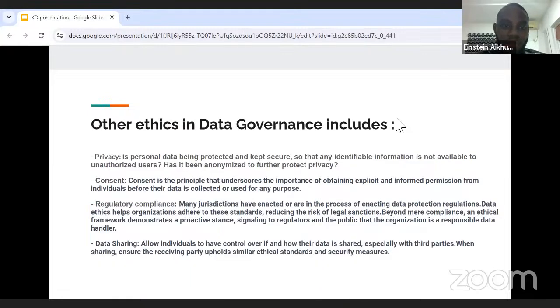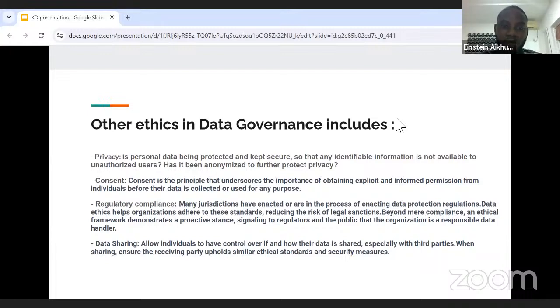Other ethics in data governance include privacy. Privacy is a person's personal data being protected and kept secure so that any identifiable information is not available to unauthorized users. Has it been anonymized or further protected for privacy? We all know what privacy is: protecting your data and keeping external bodies from having access to it. The next one we have is consent.